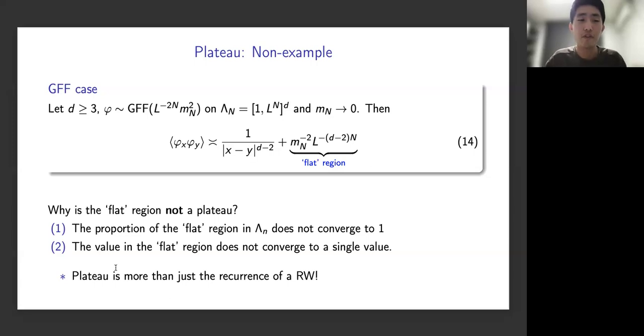What I want to emphasize here is that a plateau is more than just recurrence of a random walk. It is really a critical phenomenon, and there is a more complex mechanism behind the plateau, more than the recurrence of the random walk.